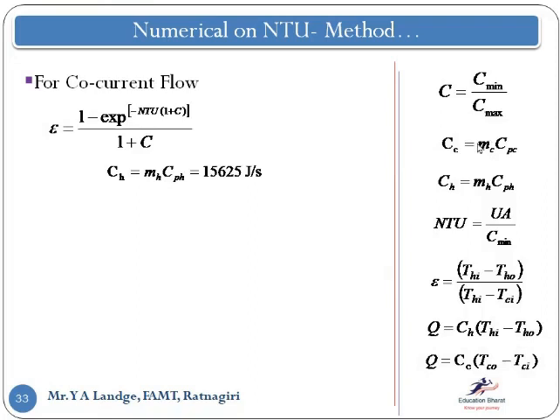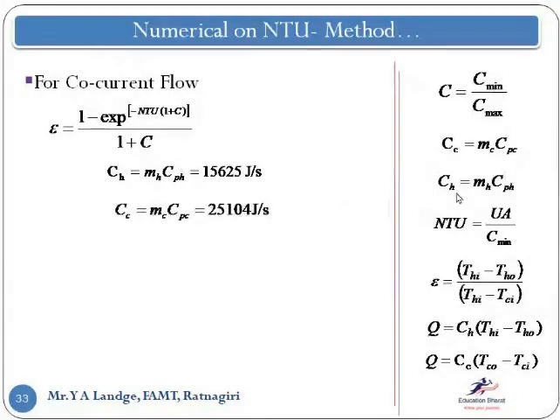First, calculate the heat capacity rate for the hot fluid. It is the mass flow rate of the hot fluid times the specific heat of the hot fluid. The mass flow rate of the hot fluid is given as 5 kg per second, and the specific heat is given as around 4312. The product gives 15625 joule per second. After that we will do the calculations step by step. Just remember the steps here.